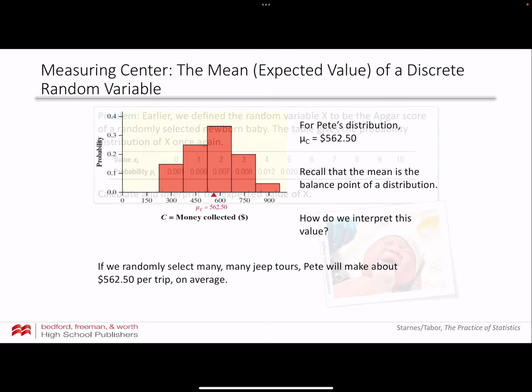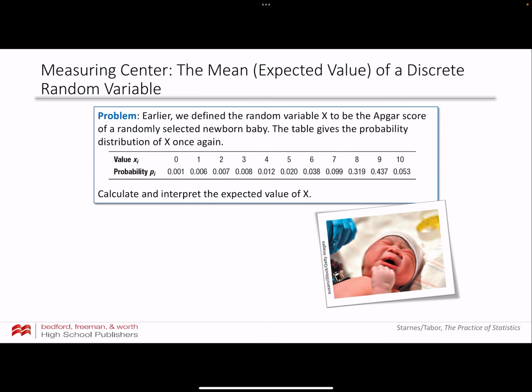Okay. All right, let's go back to the APGAR score. If you want to get this data into your calculator, you can pause. So get this into L1 and L2, or you could use L3 and L4, whatever you want. So you're going to calculate and interpret the expected value of X.